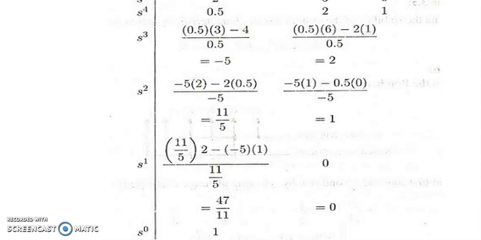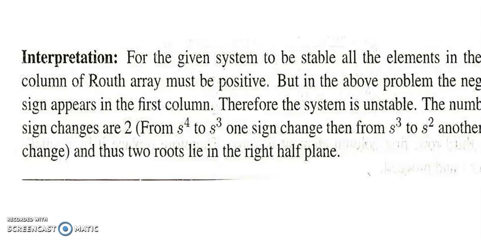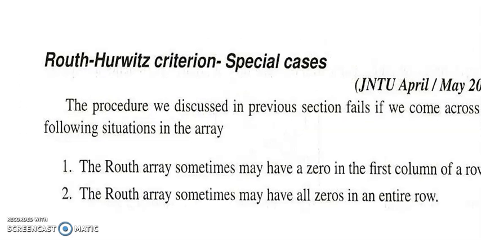Now for the system to be stable, there should be no change in sign in the first column. But supposing you look at the first column of the Routh array, from 1 to 2 there is no sign change, from 2 to 2.5 there is no sign change, from 0.5 to minus 5 there is one sign change, from minus 5 to 11 by 5 there is one sign change, and likewise, so there are two sign changes. So there are two roots on the right hand side of the S plane.